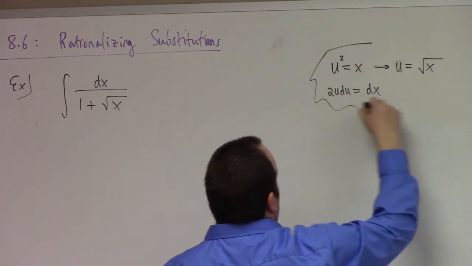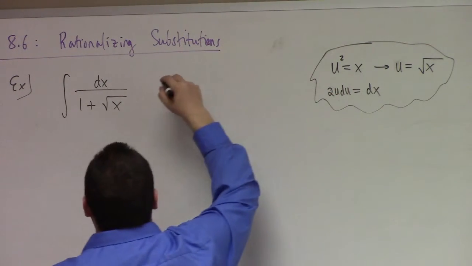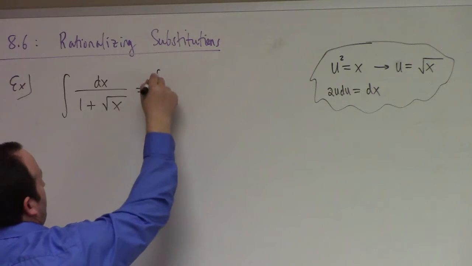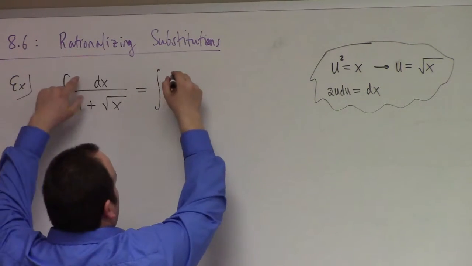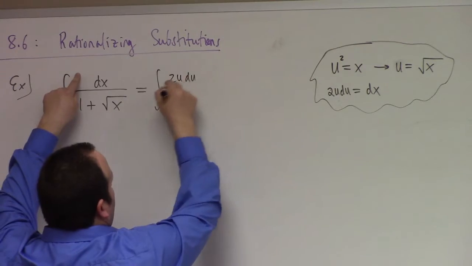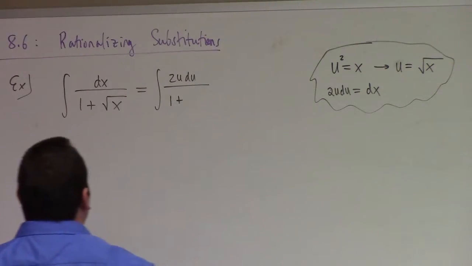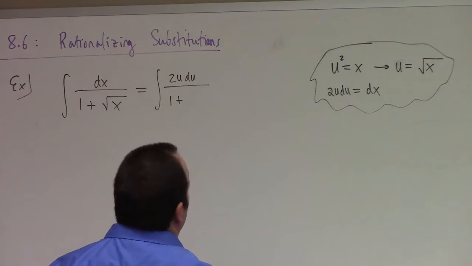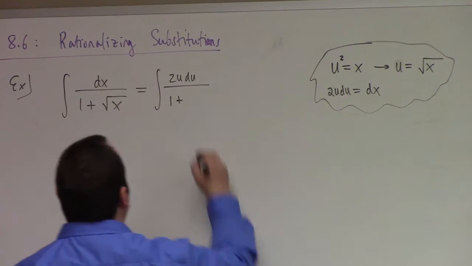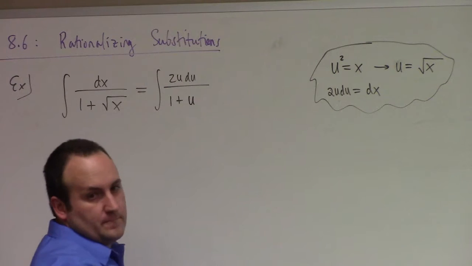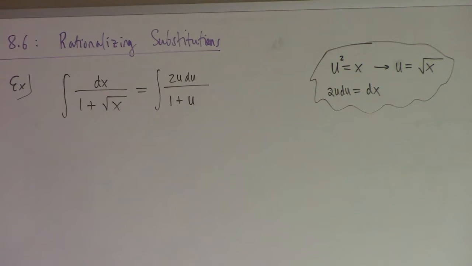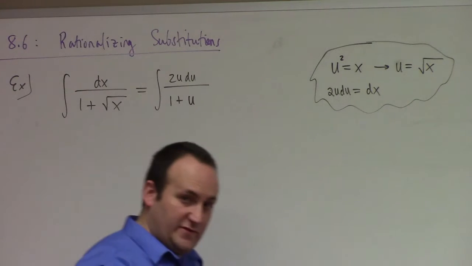So here's my little thought bubble. That's the implicit substitution I'm making. And what am I left with? I'm left with 2u du divided by 1 plus u, right? Now this is that example I was promising you a minute ago. Now we have linear over linear. I know two ways to do this calculation. I'm going to show you both.